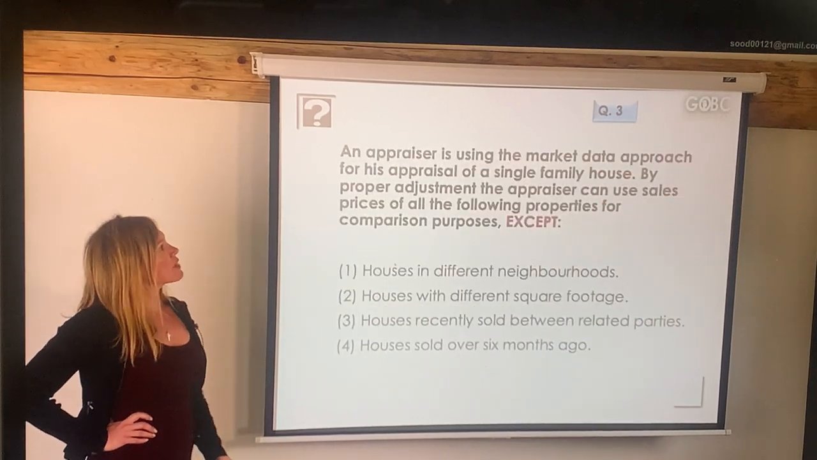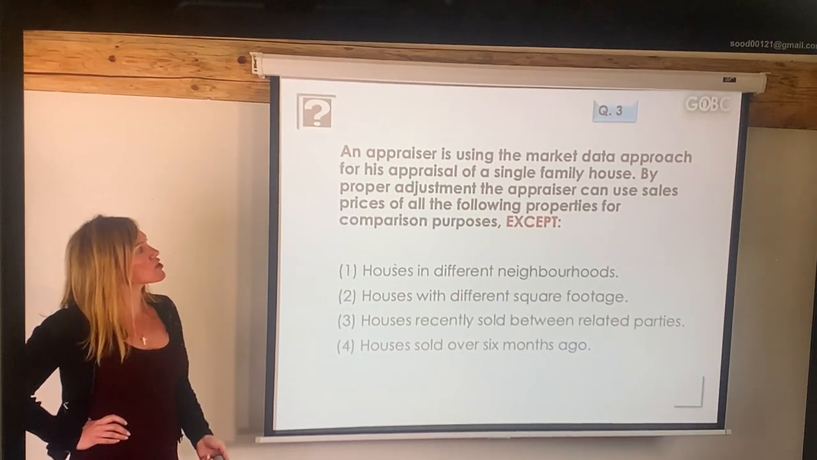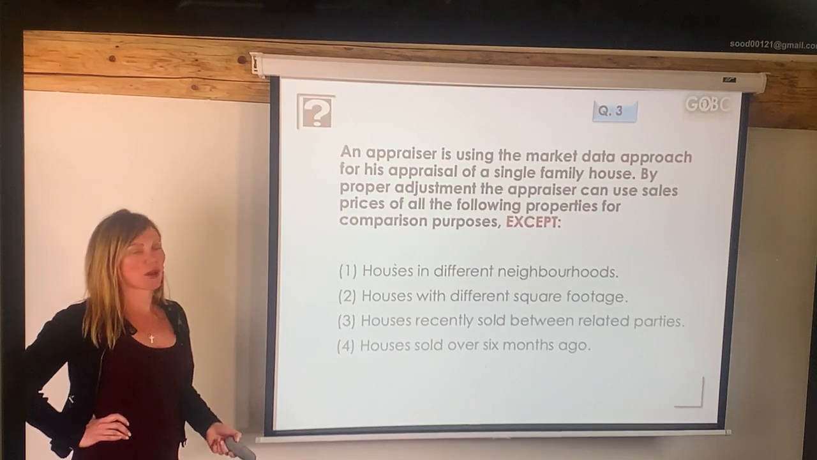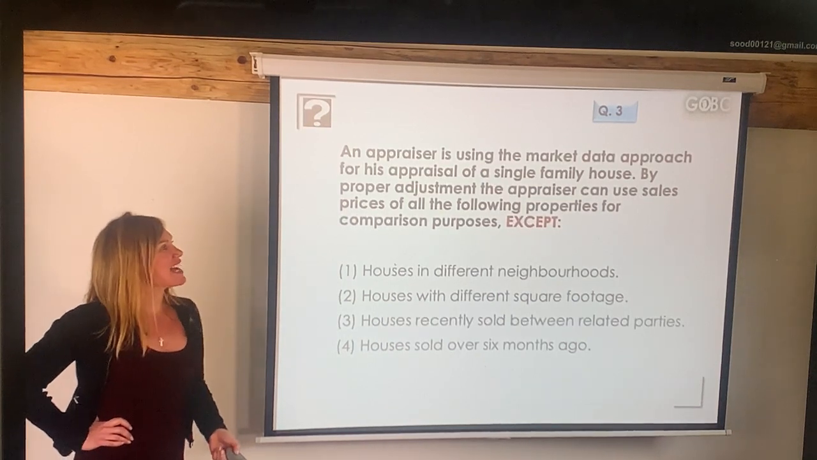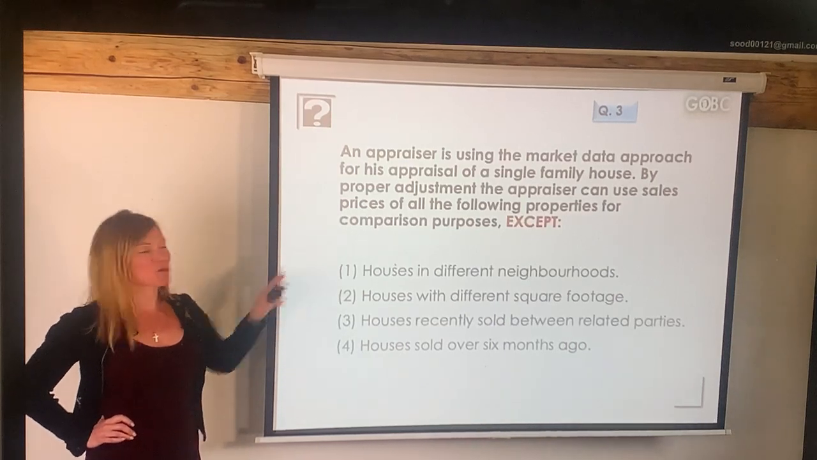Question 3. An appraiser is using a market data approach for his appraisal of the single-family house by proper adjustment. The appraiser can use sales prices of all of the following properties for the comparison purposes except one. So they're asking you, as an appraiser, he can use pretty much everything except one thing, what he can never use to determine the property value.